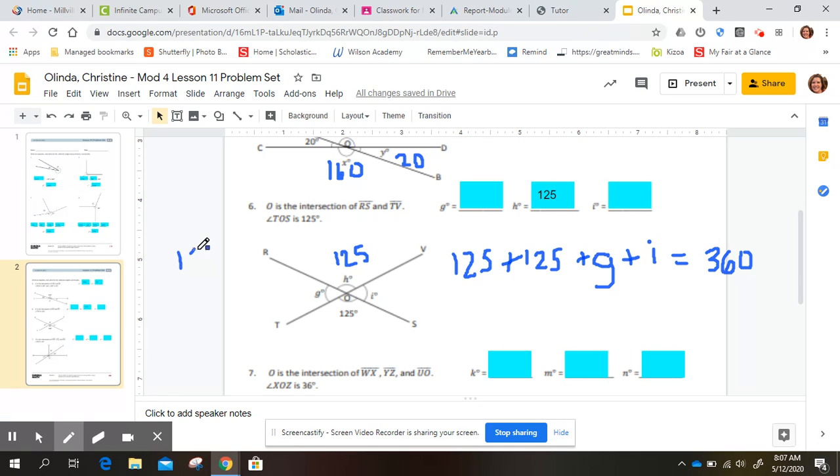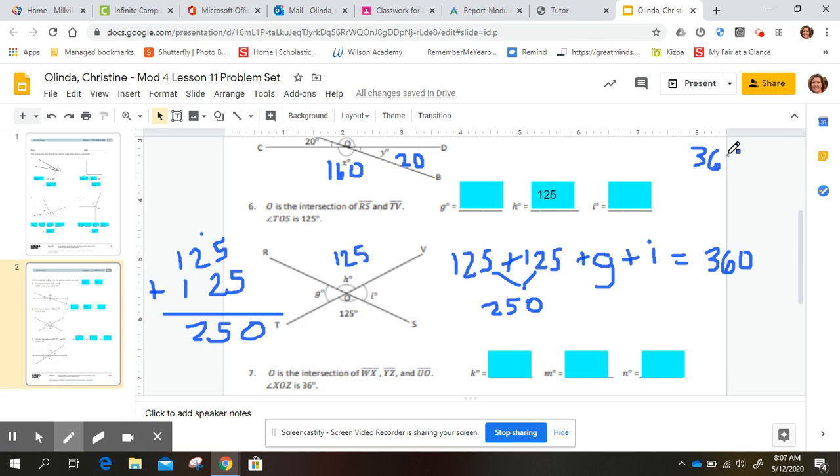So 125 plus 125 is 250. Now I can subtract that, because I know that this equals 250, from 360. So 360 minus 250 gives me 110. Now these both can't be 110. I have 2 of them. And when I add these together, they equal 110.